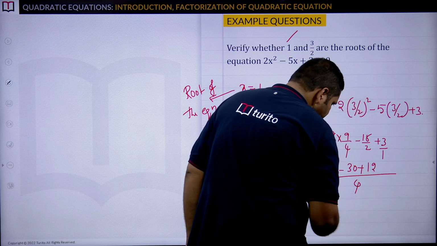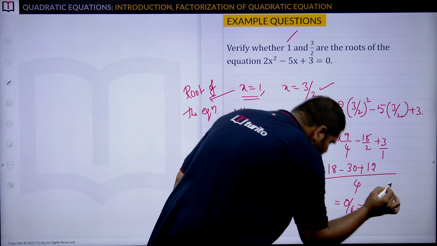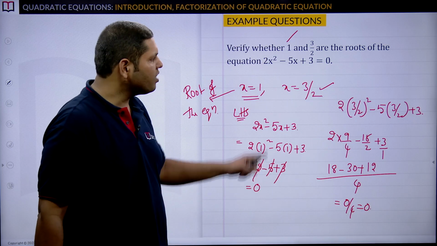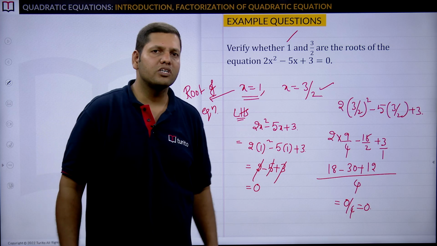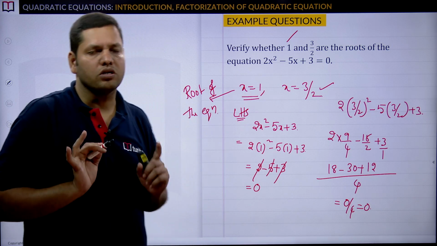Children, 18 plus 12 is 30, and 30 minus 30 is 0. So, the answer is what, children? 0 by 4 is equal to 0. Therefore, I can say x is equal to 3 by 2 also is a solution of the equation, or we can say a root of the equation.